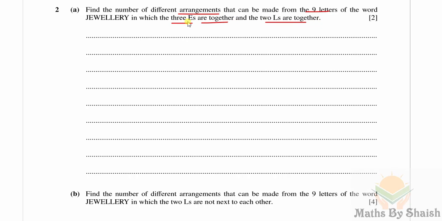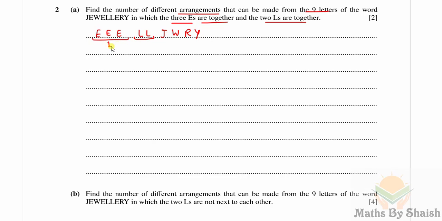We know that the 3 E's are all similar and the 2 L's are also similar, and another condition is that they should be together. If they should be together, we can take them as one. So we can take these 3 E's as one quantity and the 2 L's also as one quantity, because they should be together, and the remaining 4 letters are different.